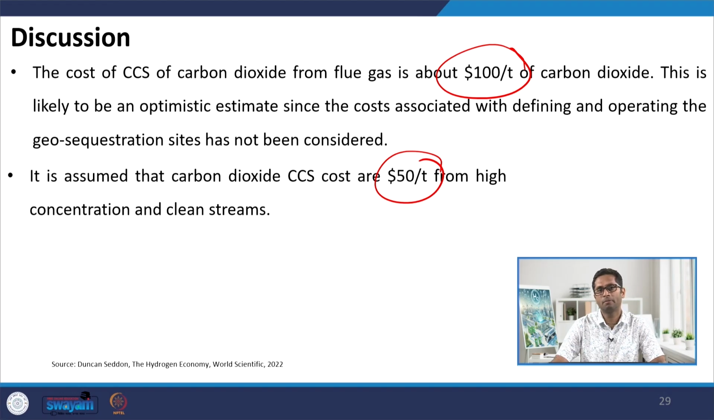So, it is much more probable that if I am going for blue hydrogen, I will be capturing a much more concentrated stream, and I might be going for partial oxidation type processes. But further, there would be significant cost added for the production of blue hydrogen, the economics of which we will be discussing in the future classes.